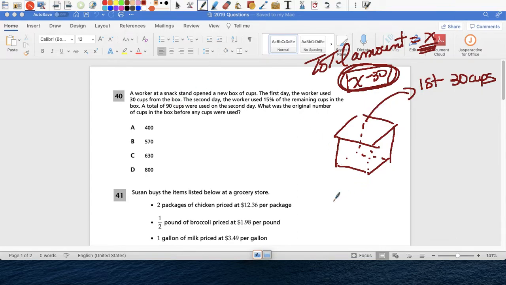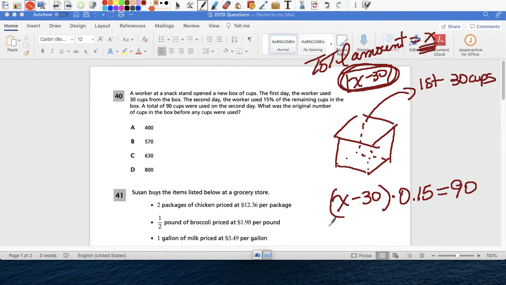So if you take the original amount minus 30 cups he used in the first day, and you multiply that by 15%, which I'm going to change to a decimal, 0.15, that equals 90. So 15% of whatever was inside minus the 30 that you already took off equals 90. They're asking us how many cups were in the box to begin with. Well, now we just solve it.